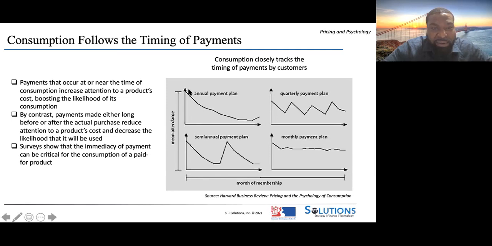So basically these graphs just show how things kind of trend over the year. If you were to have a quarterly payment plan, you would see a spike in consumption four times a year, and it would be around whenever the payment was made. If it was semi-annual, you'd see two spikes. If it was monthly, it would be relatively even.